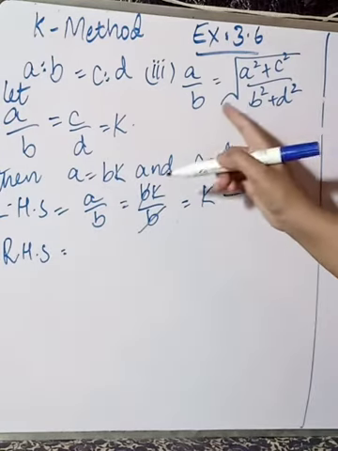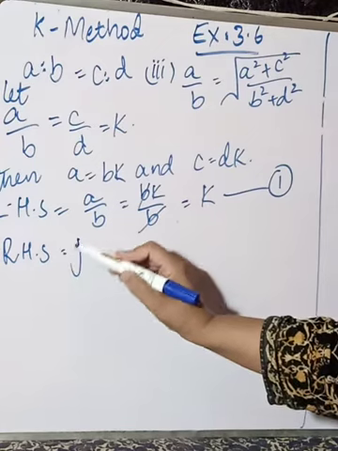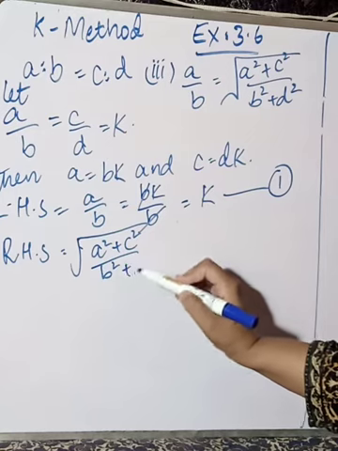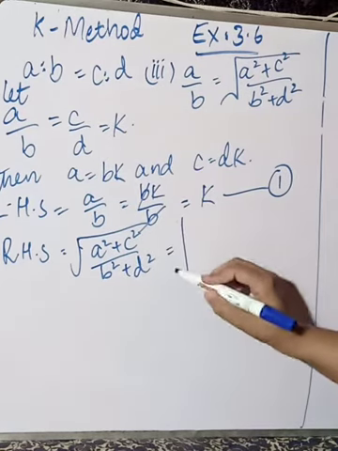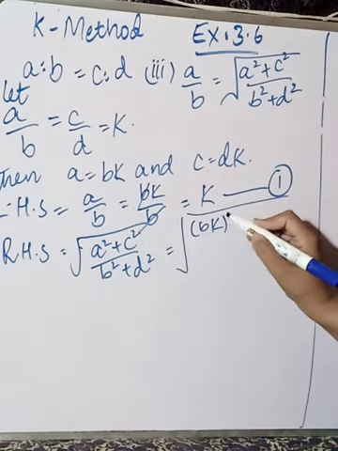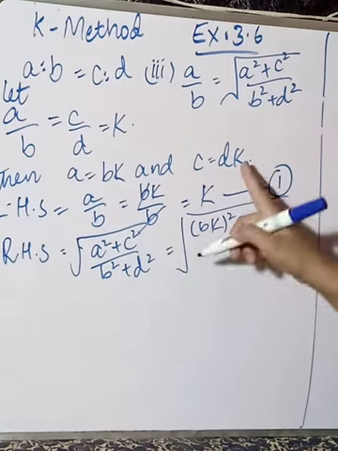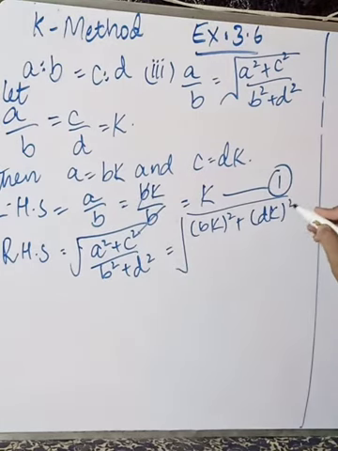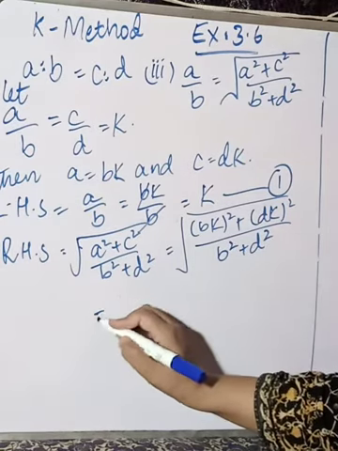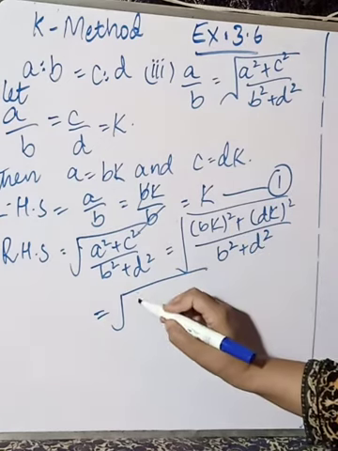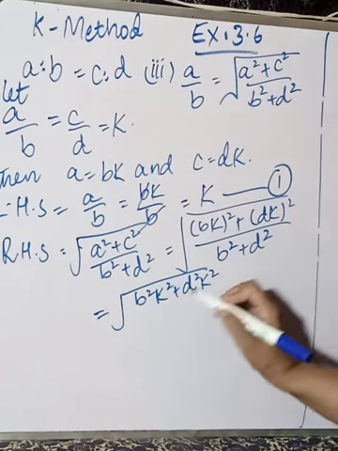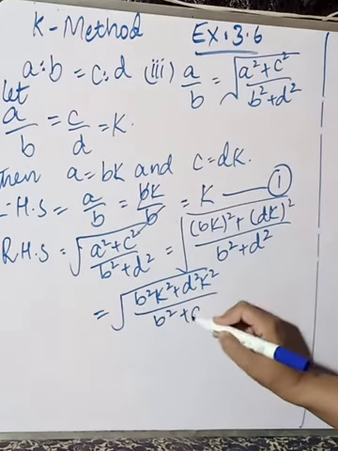In the right hand side, I need to have the square root of (a square plus c square) divided by (b square plus d square). Okay, now use the values. So we have the square root of, in place of a use bk whole square plus, in place of c use dk whole square, divided by b square plus d square. Okay, now simplify it. In the simplification, I need to have b square k square plus d square k square divided by b square plus d square.